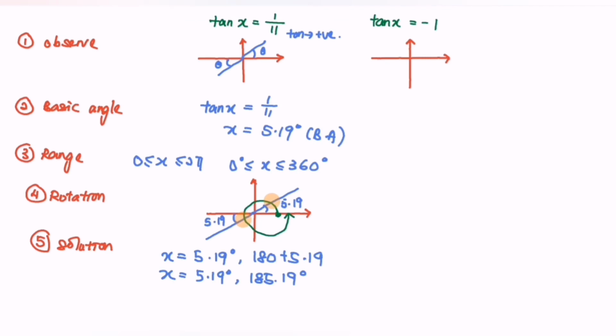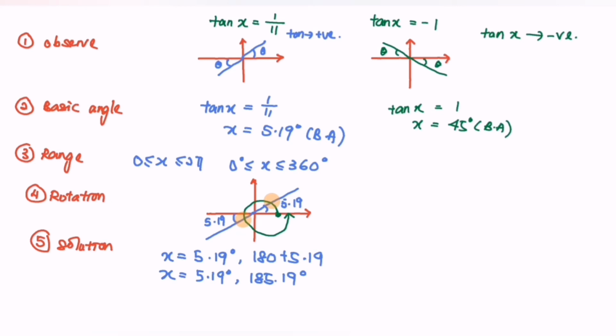So now we are going to discuss tan x equals negative 1. Step number 1, tan x is negative. We are going to determine where tan is negative. We will have the second quadrant and the fourth quadrant as the basic angle. Second step is to determine the basic angle. Do remember to ignore the negative sign. So tan x is equal to 1, so x equals 45 degrees, which is the basic angle.